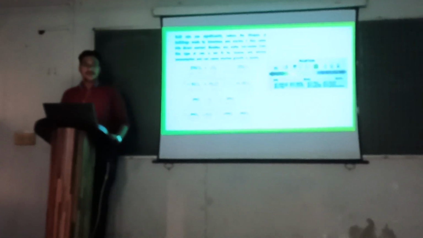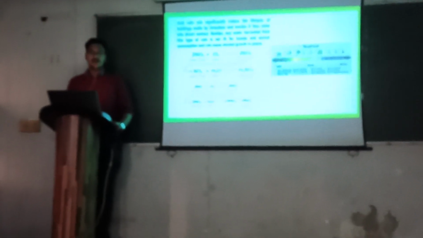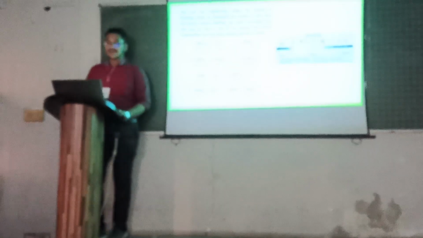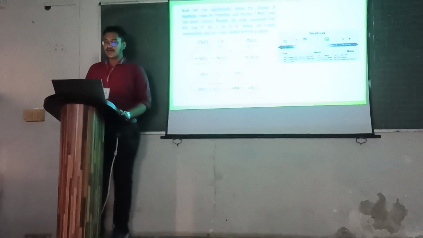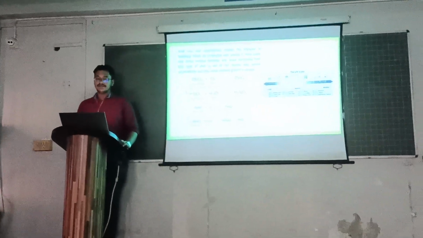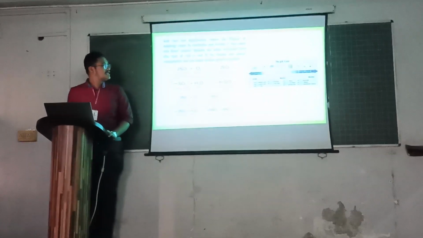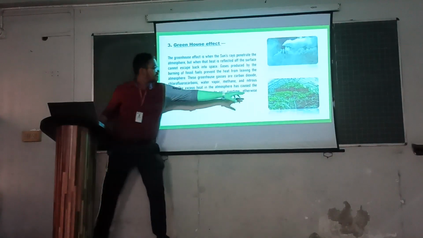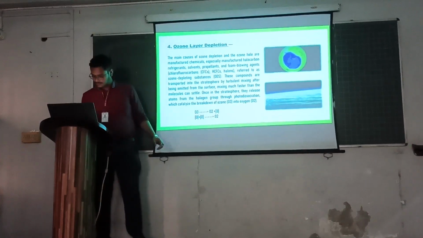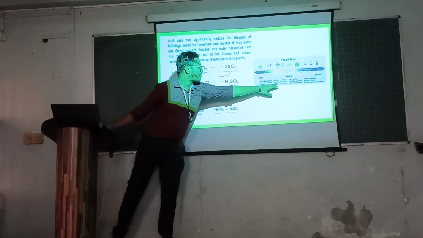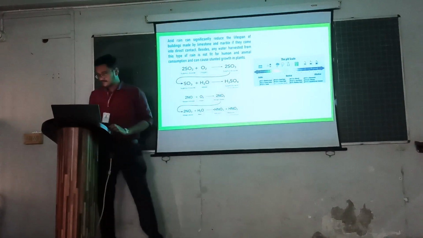Acid rain can significantly reduce the lifespan of buildings made of limestone and marble if they come into direct contact. Besides, any water harvested from this type of rain is not fit for human and animal consumption and can cause stunted growth in plants. Here you can see the pH scale of acid rain. Acid rain's pH is 4.3. This was the pH for acid rain, and 5.6 is clean rain.